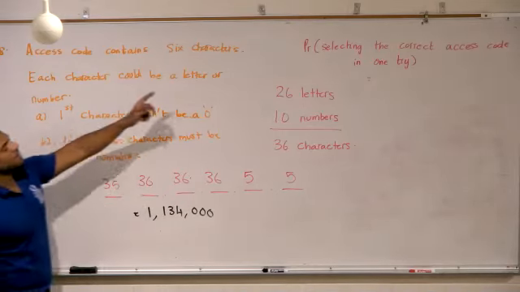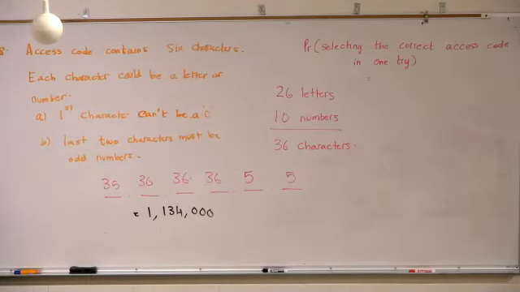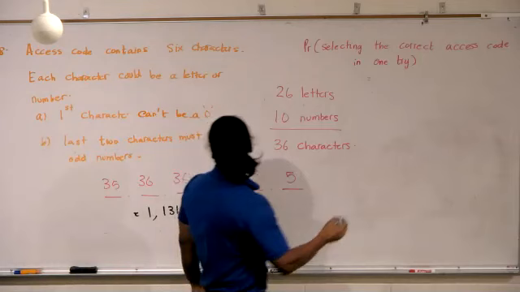That's extra credit. What about the probability? Probability of selecting the correct access code in the first try. In other words, in 1 try. It's 1 out of that number.